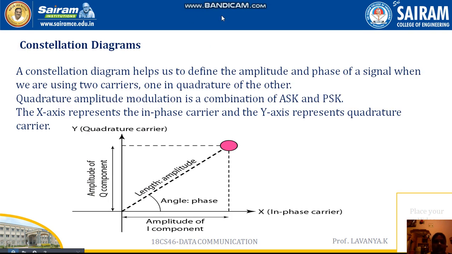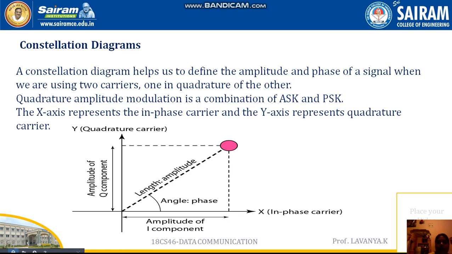The next one is the constellation diagram. That is a constellation diagram. It helps us to define the amplitude and phase of the signal when we are using two different carrier frequencies, one in quadrature with the other. Quadrature amplitude modulation is a combination of amplitude shift keying as well as phase shift keying.